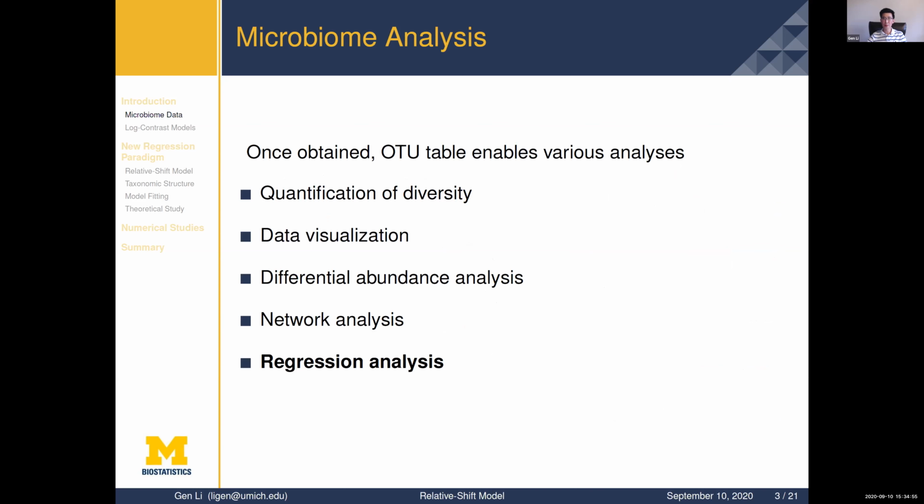Once this table is obtained, various analyses can be conducted on it, such as quantification of diversity, data visualization, differential abundance analysis, network analysis, etc. Today I'm primarily focused on regression analysis. Our goal is to associate this OTU data table with some clinical outcome. And I'm going to show the challenges and opportunities with this type of analysis.